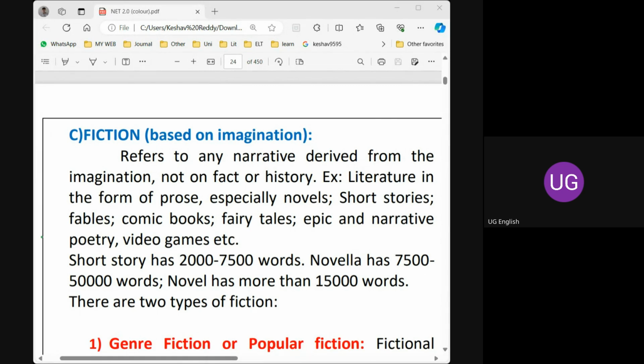Yes, imaginary. Yes, imaginary writing, imaginary story, not real story.